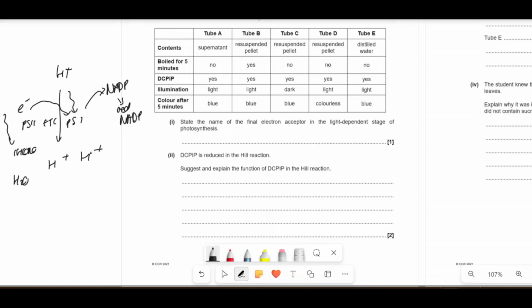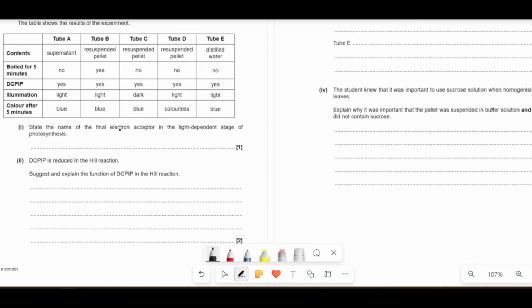And these protons now want to go back out. The only way they can is through ATP synthase, which is a channel protein embedded in the membrane. So it moves through ATP synthase, and that's where you get your ATP from. So that's called non-cyclic photophosphorylation. Photophosphorylation: photo, light, phosphorylating, ATP is being made. And it's non-cyclic because that electron is being passed on to NADP and taken away to the Calvin cycle. It's not cyclic, it's not coming back.